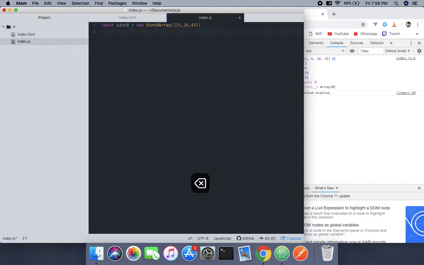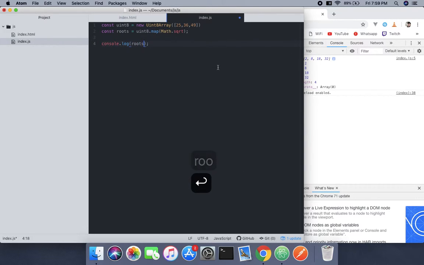So we have a solution: create a const roots, and then uint8.map, passing Math.sqrt, and then log it on the console.